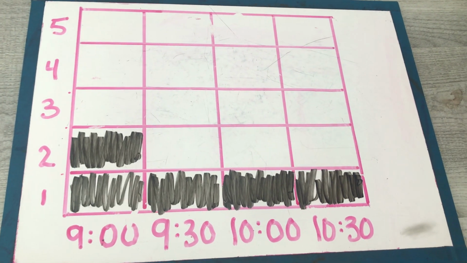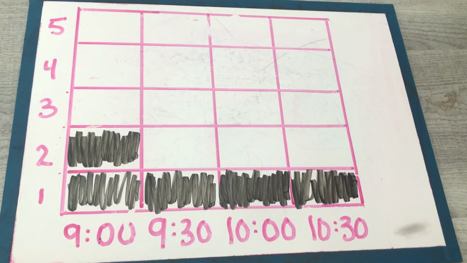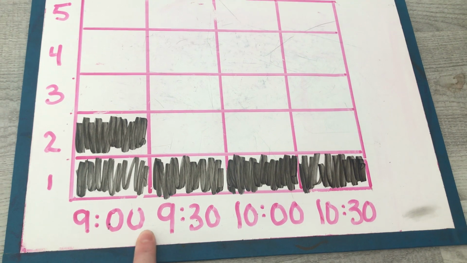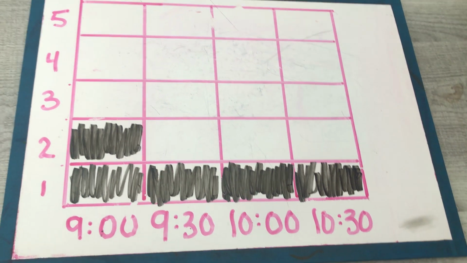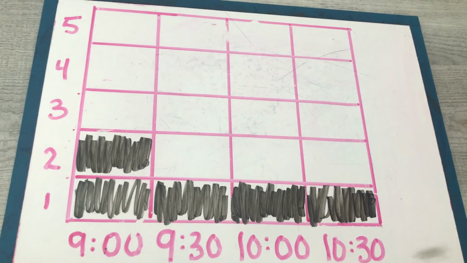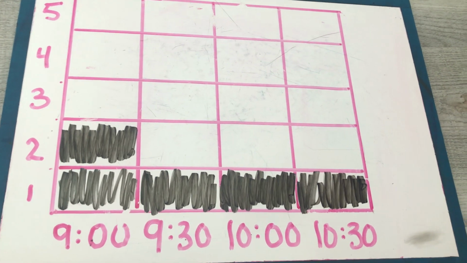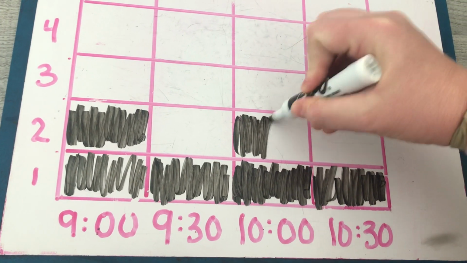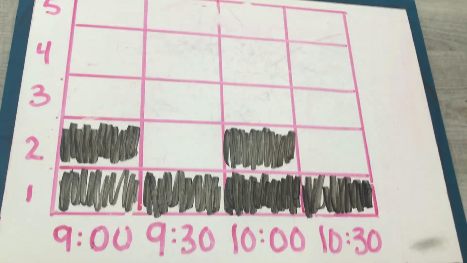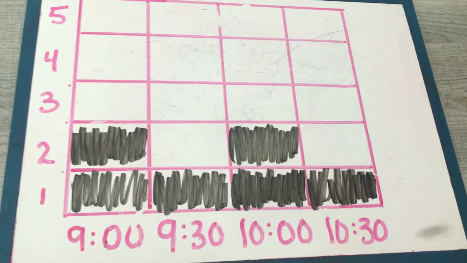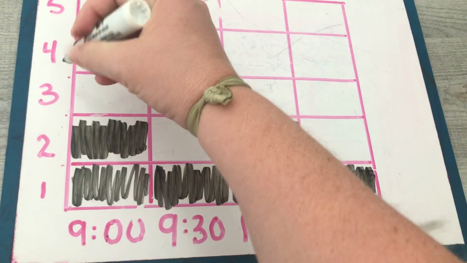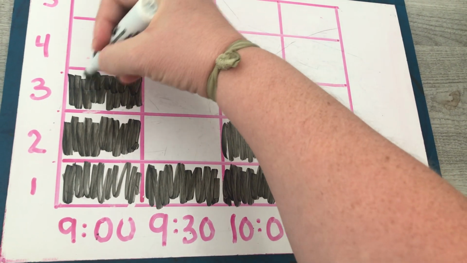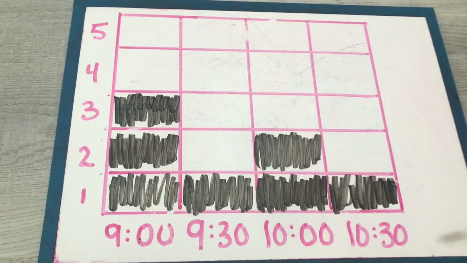So we're about halfway through collecting our data, and you can see that currently the most classes have math at 9 o'clock, but this could change. So let's continue. Fifth grade has math at 10 o'clock. So I'm going to fill in box 2 above 10 o'clock. Sixth grade does math at 9 o'clock. So I'm going to move up to the third box on my graph because they're the third class to do math at 9 o'clock.